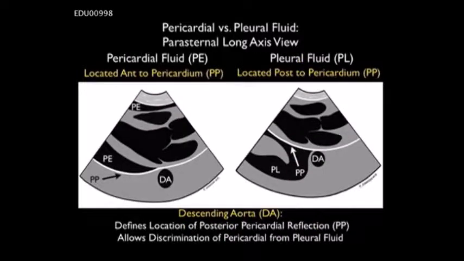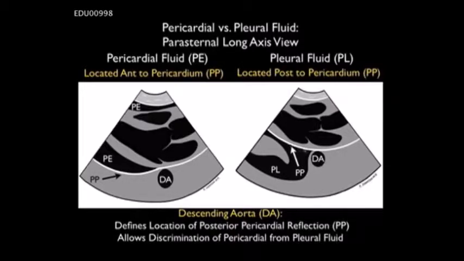This illustration reinforces the difference between pericardial and pleural effusion from the parasternal long axis view. In the image to the left, I'm first showing the descending aorta, that cylinder seen in cross-section just posterior to the mitral valve. Notice the posterior pericardial reflection, that white line that comes off just anterior to the descending aorta. In this case, we see fluid, but notice that it layers out anterior to the descending aorta and posterior pericardial reflection, and therefore is within the pericardial sac.